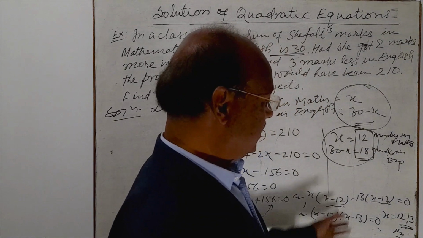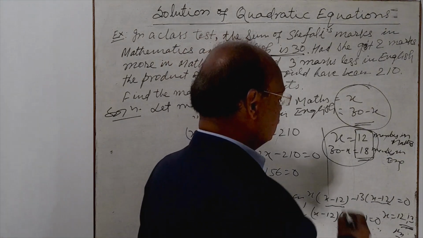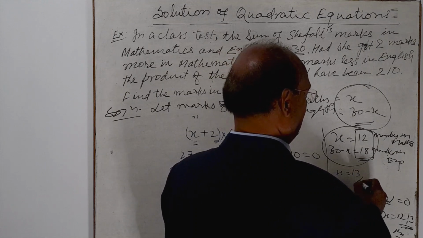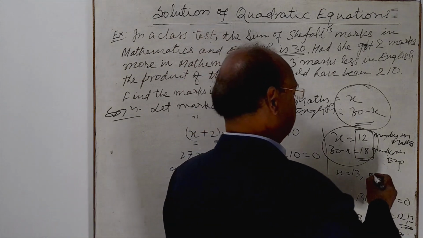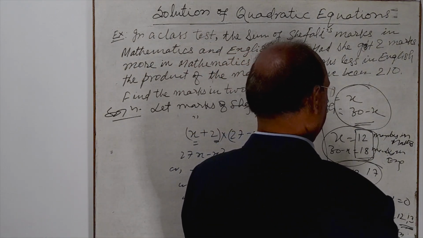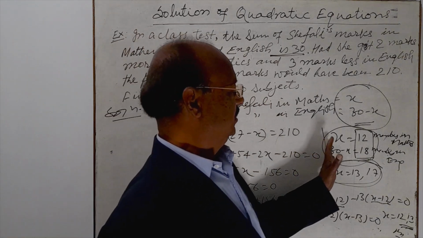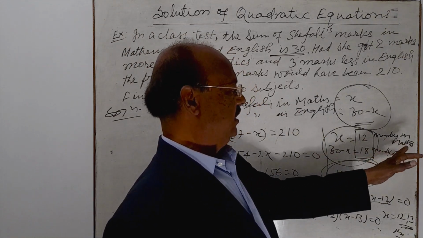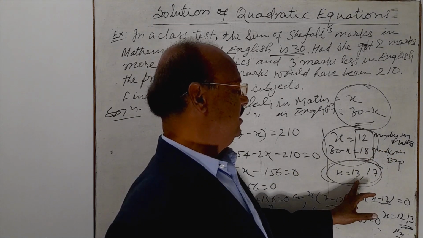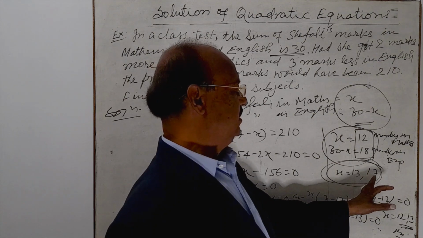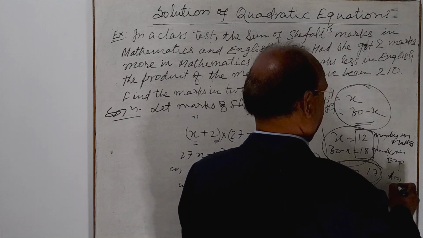And we'll get another set of answers also when we put x is equal to 13. So x is equal to 13 and 30 minus 13 means 17. So we are getting two sets of answers. Correct? So in this way, marks in maths will be 12 and marks in English will be 18, or marks in maths is 13 and marks in English is 17. Correct? So these are the answers.